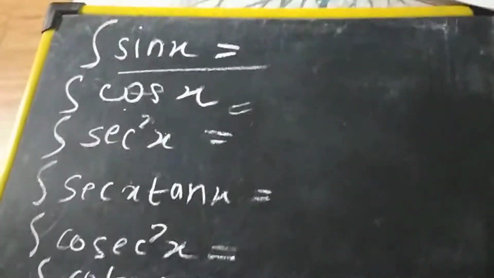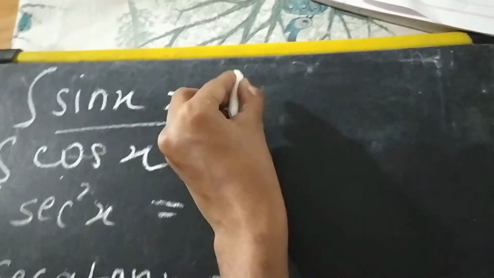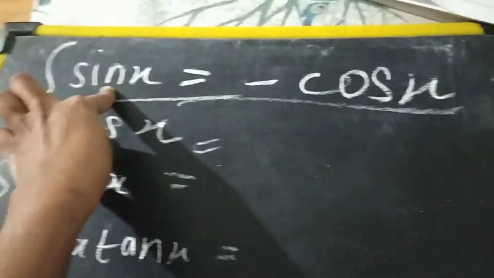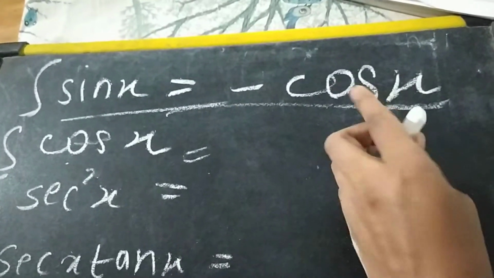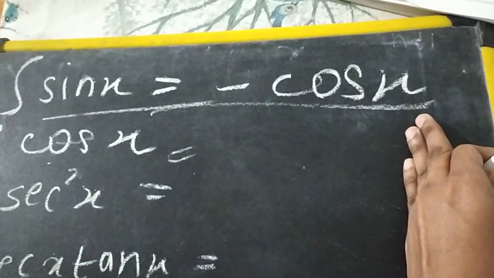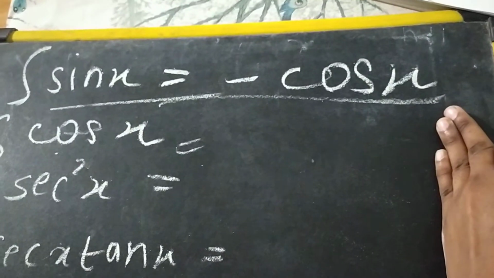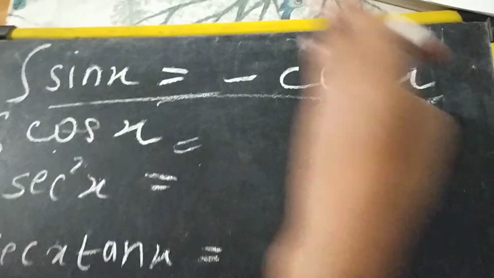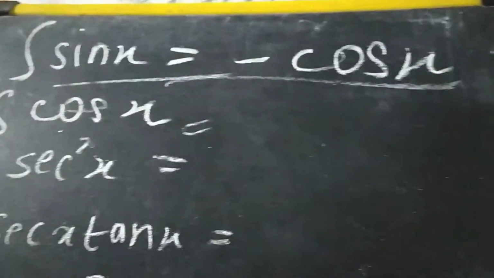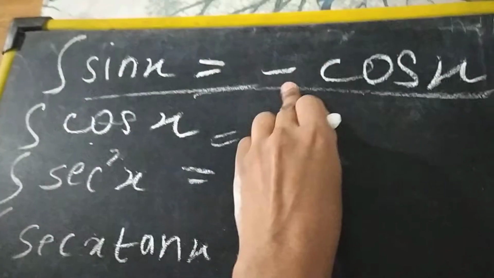So the integration of sin x is minus cos x. Please remember this, because see, derivative of sin x was cos x. So what is the integration of cos x? Minus sin x, right? So this minus sign comes here. That was what I was saying earlier.